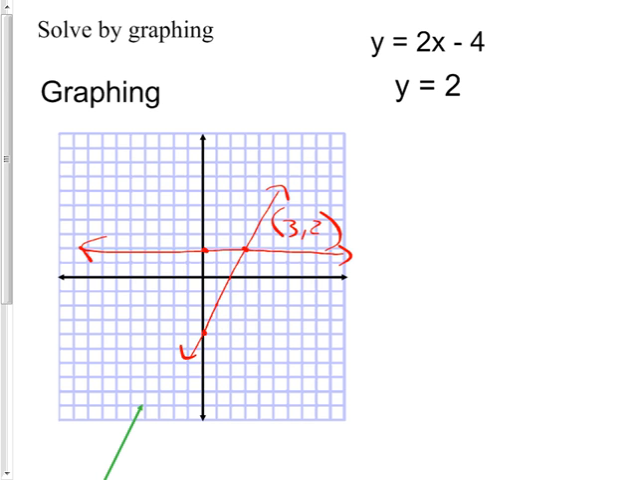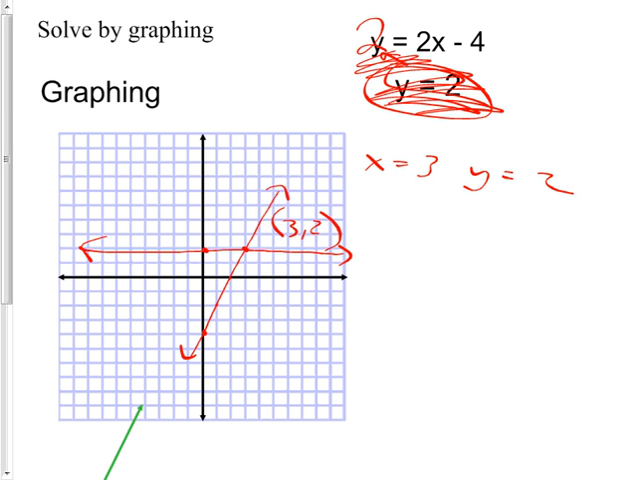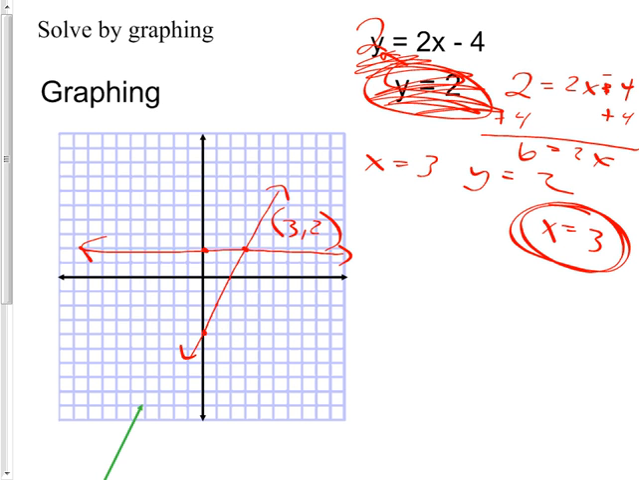I was a little dyslexic before and had it backwards, but it's over 3, up 2. All right, so there's my answer: x equals 3 and y equals 2. Well, I already knew y equals 2 because it says so right there. Couldn't I have just substituted this into this equation, put the y equals 2 in there and then solved that? Yes, I could have. That's called substitution. If I stick that 2 in there, I'd have 2 equals 2x plus 4, or minus 4, sorry. I would add 4 to both sides. I'd have 6 equals 2x, so x has to equal 3. That's another way I could have solved it without ever graphing it.